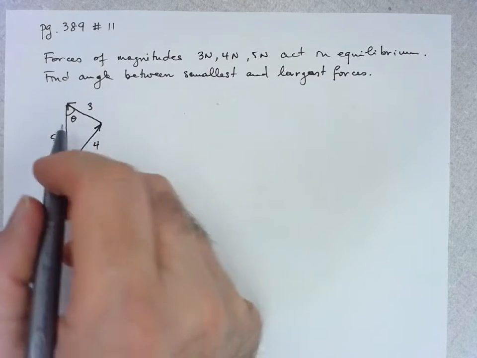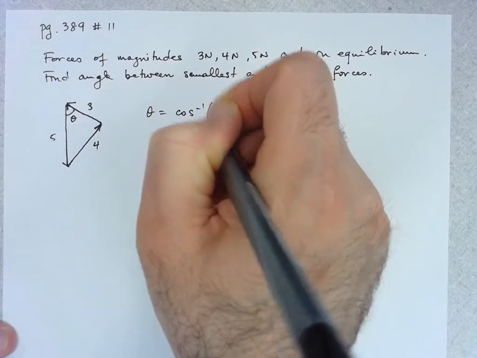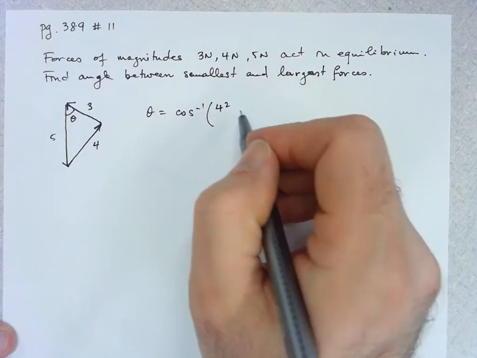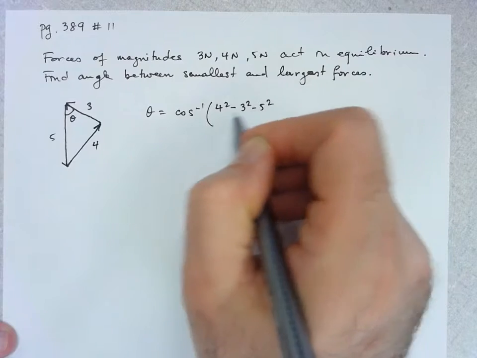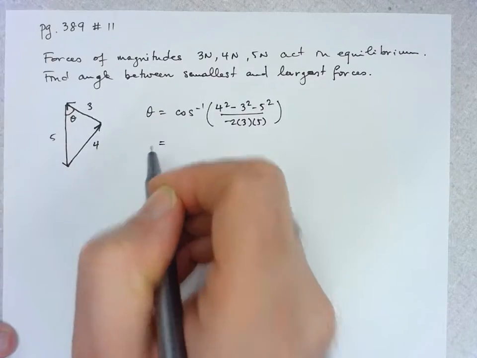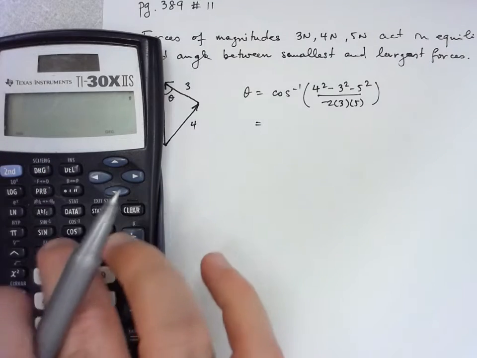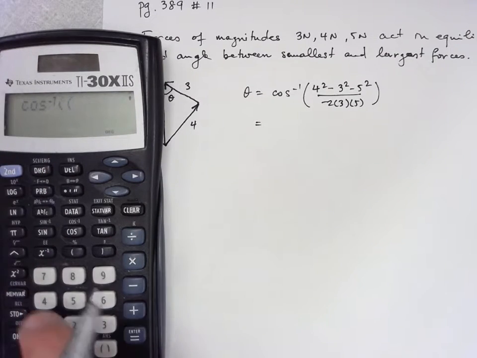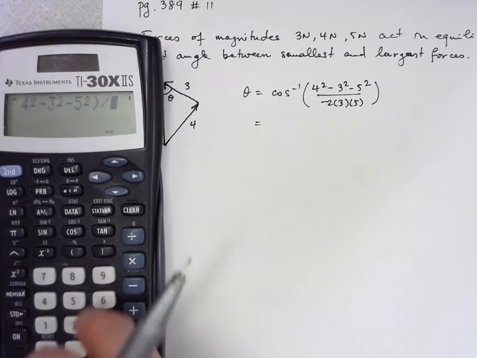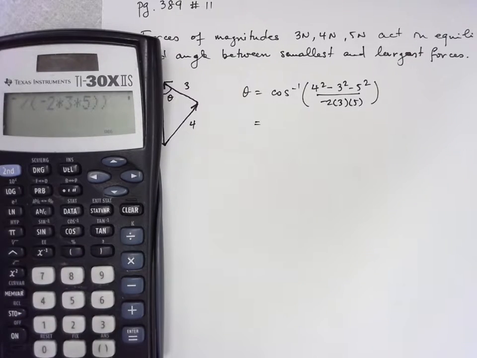Here this is a cosine law problem, so theta is cos inverse of, its opposite side is 4, so 4 squared minus 3 squared minus 5 squared, over negative 2 times 3 times 5. Let's calculate that. Inverse cosine, open up the top: 4 squared minus 3 squared minus 5 squared, and then open up a bracket for the bottom, negative 2 times 3 times 5. And we've got 53.13.